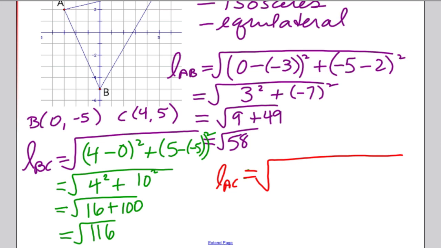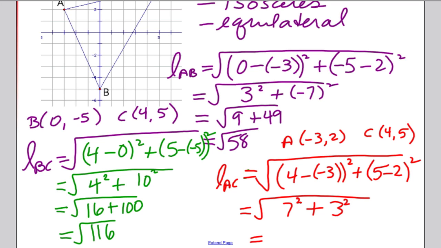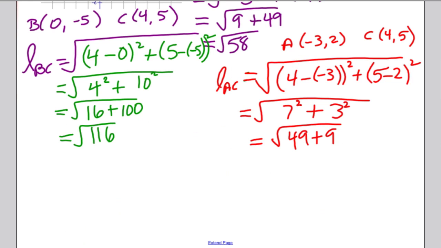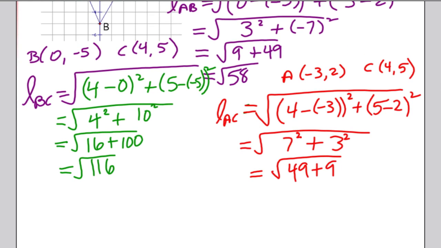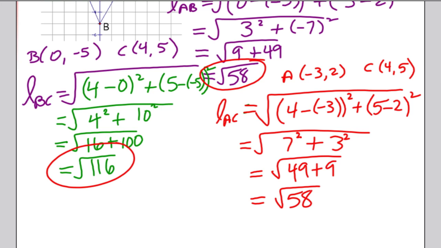The ordered pairs for A and C: A was negative 3, 2, and C was 4, 5. What we find is we have the square root of 49 plus 9, which looks a lot like one of the other answers. That is the square root of 58. So when you look at your 3 final answers, we had the lengths of 3 different sides, and therefore, because 2 are the same, the triangle is isosceles.